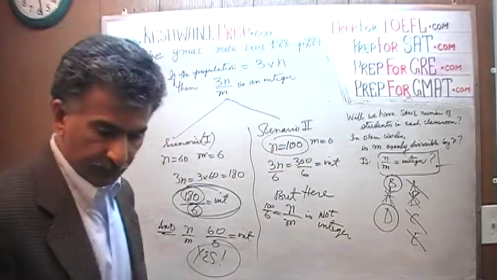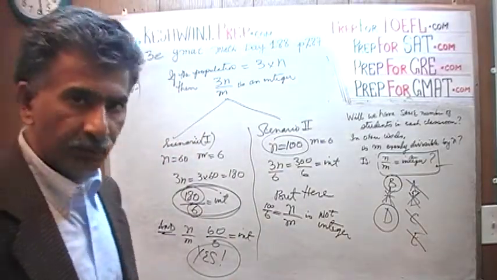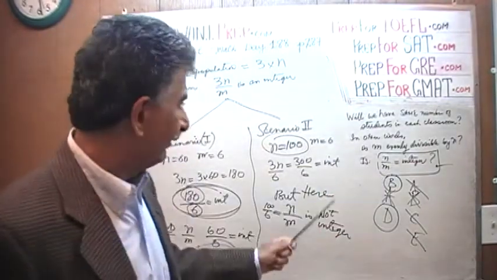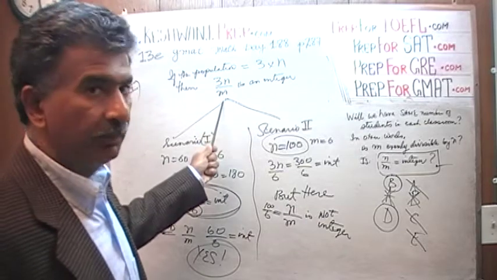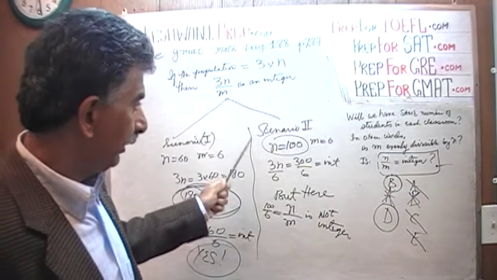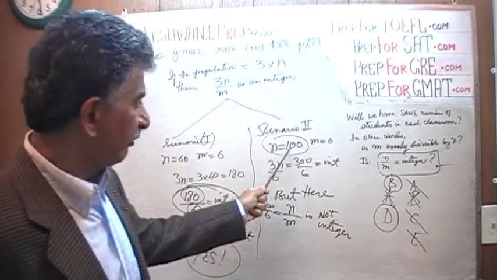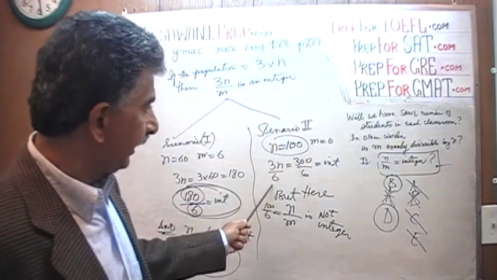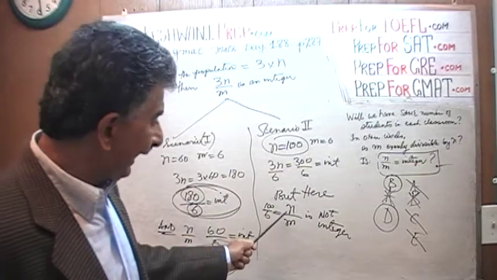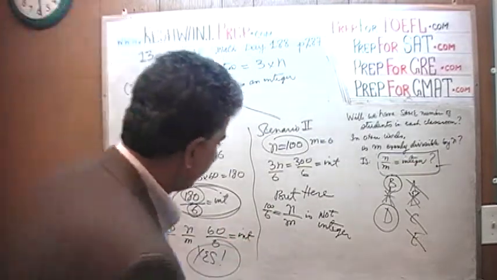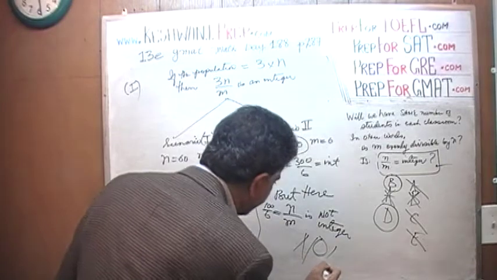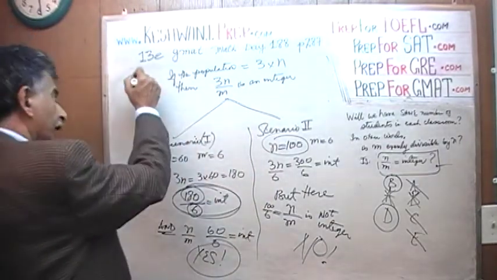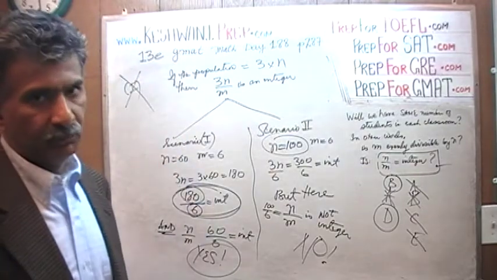So again, one more time, the question is: is n evenly divisible by m, given that 3 times n is divisible by m? The answer is, it depends on what n is. If n happens to be something like 100, then yes, 3 times n is divisible by m, but n itself is not divisible by m. The answer here is no. On the other hand, if you have something like 60, the answer would be yes. Therefore, the first statement by itself does not do the job.